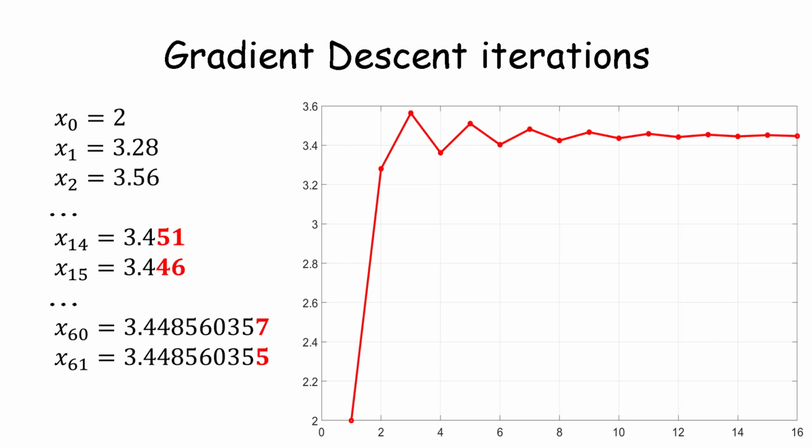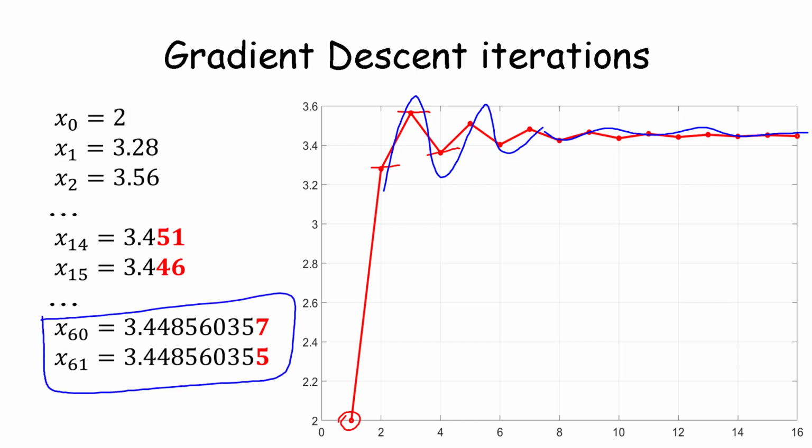Here I am showing the values of x that we would explore during the gradient descent algorithm. As you can see, the values of x fluctuate around 3.45, and eventually these fluctuations become smaller and smaller and negligible. Here you can see that the difference between the 60th and the 61st iterations is very small.